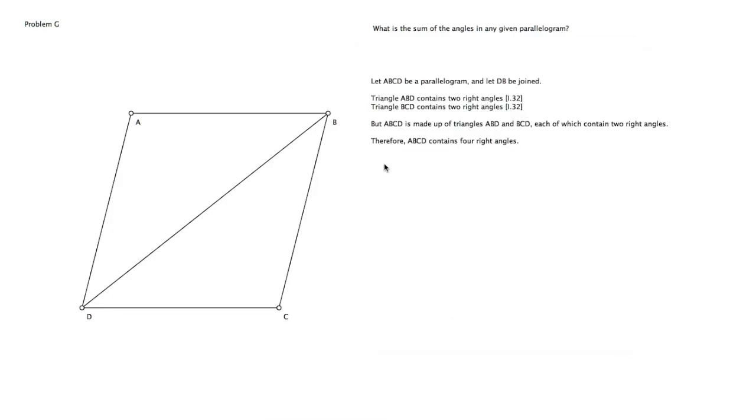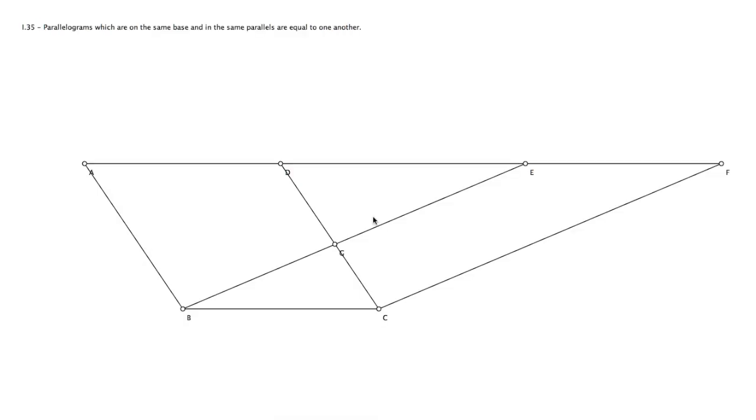And that's really all that there is to it. It doesn't need to be any more complicated than that. It really is as simple as dividing this parallelogram into two triangles, because we know how many angles are in a triangle, and by dividing this up into two triangles, we can very simply say how many angles are in the entire thing altogether. So this brings us now to proposition 35.